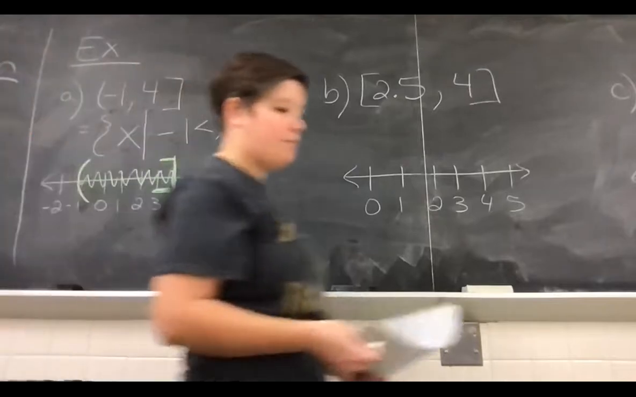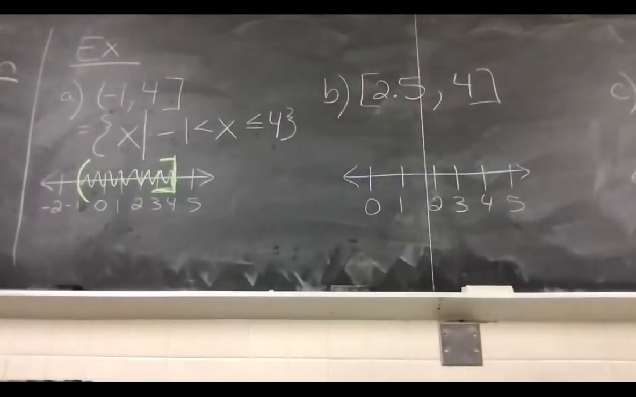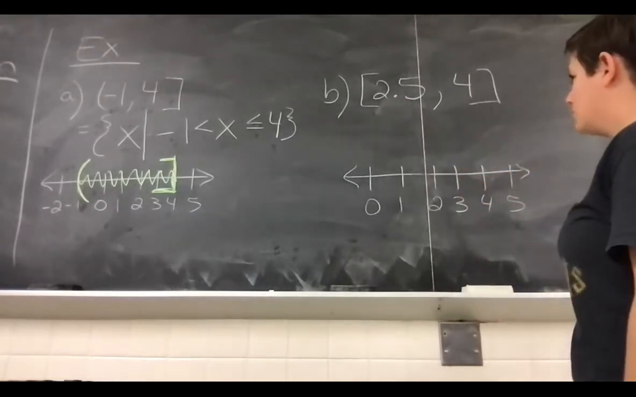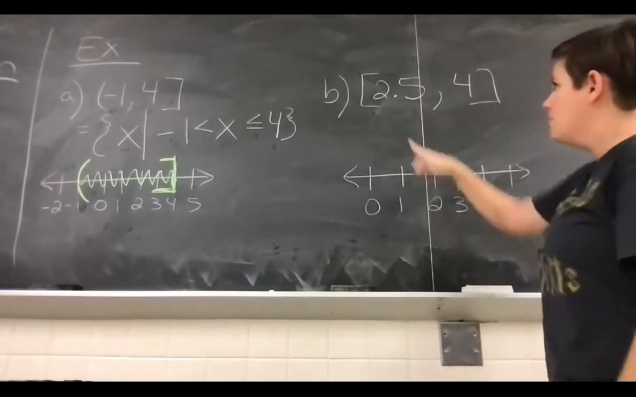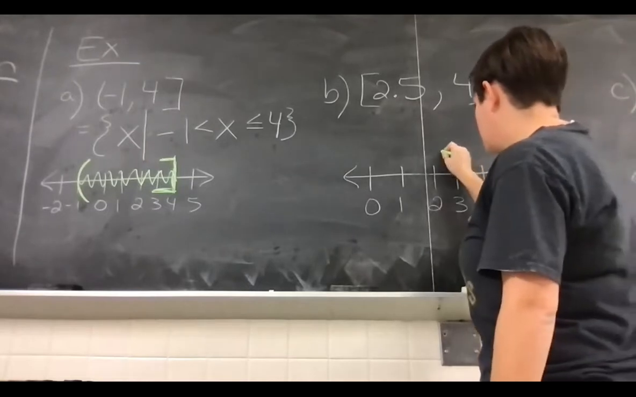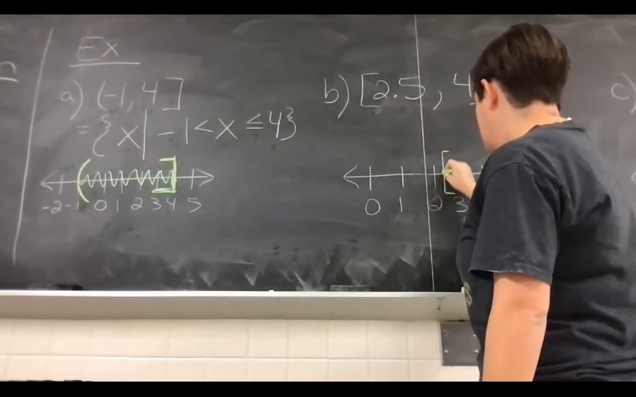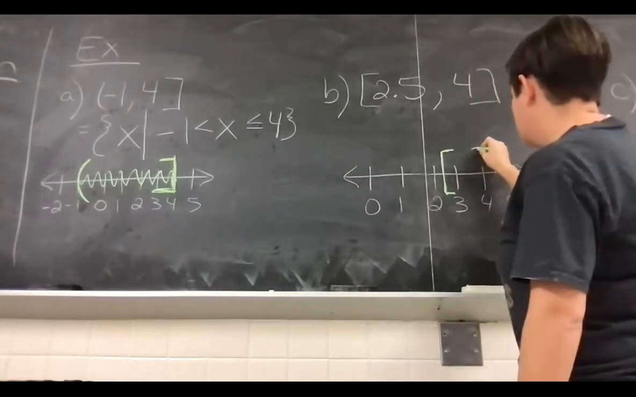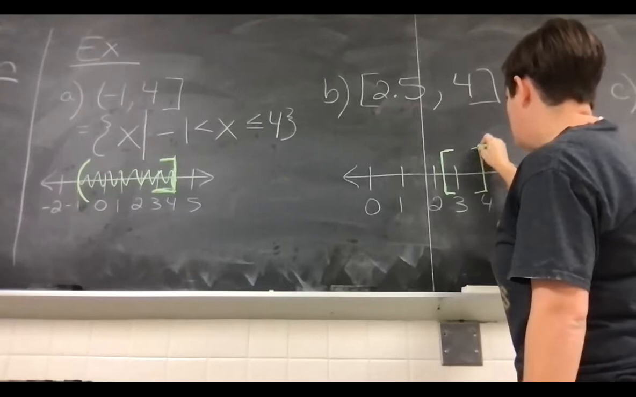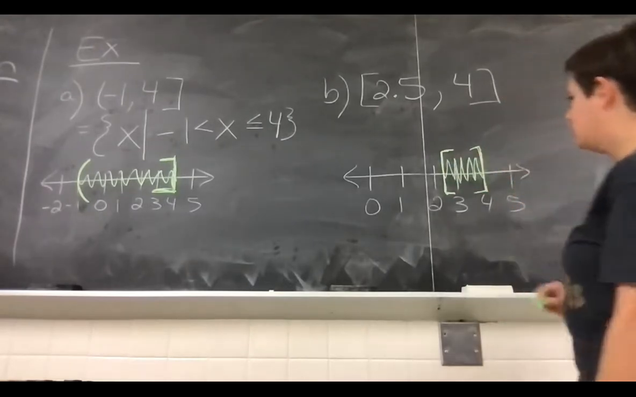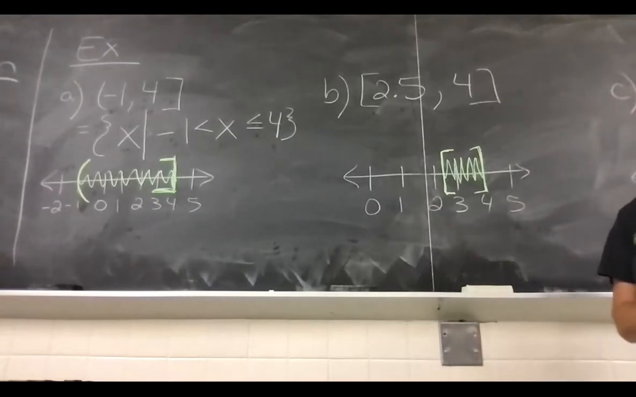Let's try this other one, this one right here. We have bracket 2.5, 4 bracket. Notice that we have a bracket and a bracket. So that means we're going to include both of those endpoints. My lowest endpoint is 2.5, so I'm going to come to my number line and go to 2.5. My largest point is +4. So I put a bracket and a bracket. And our solution set, or our set, is anything in between those two numbers.